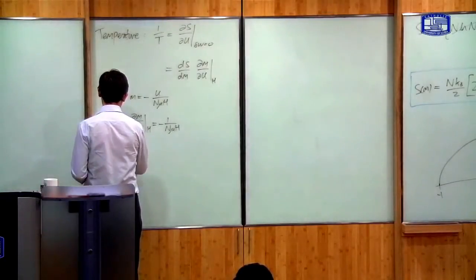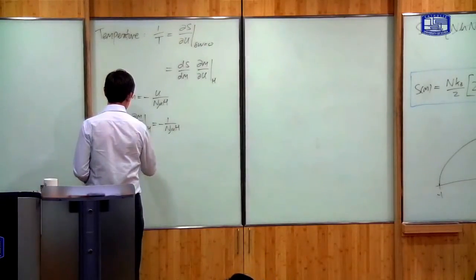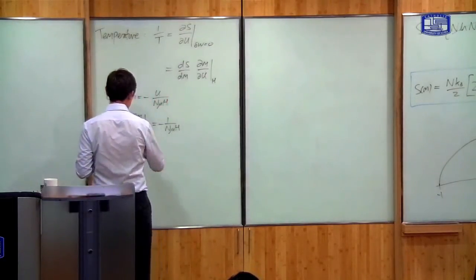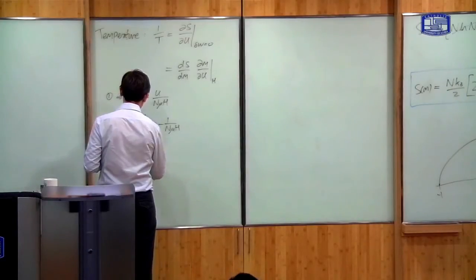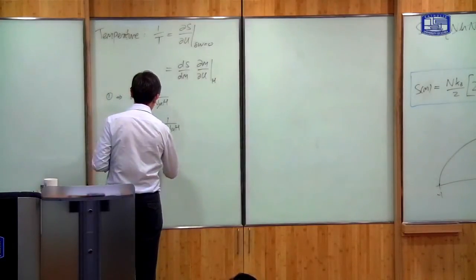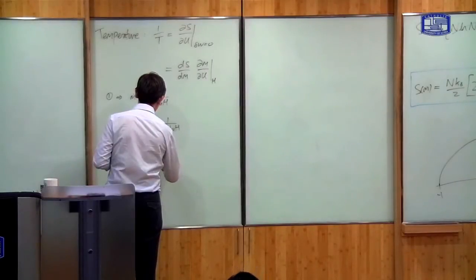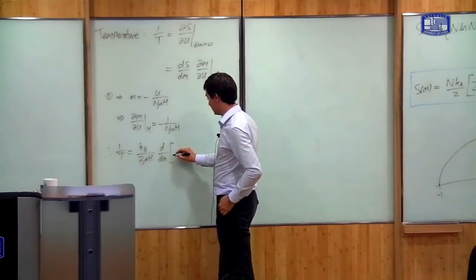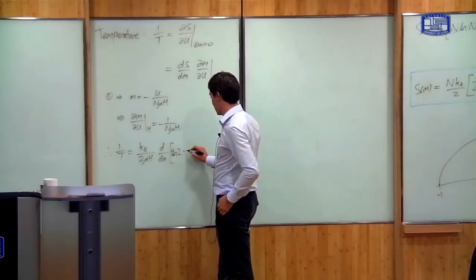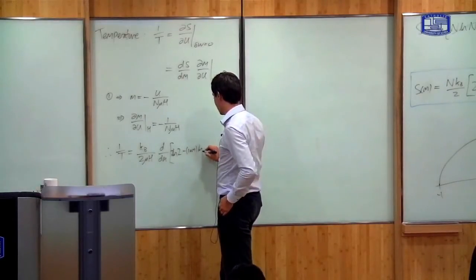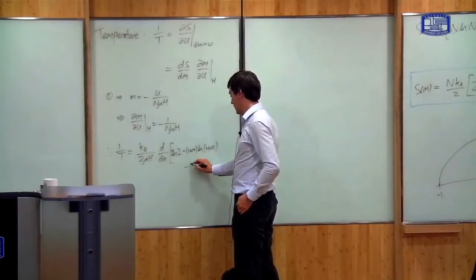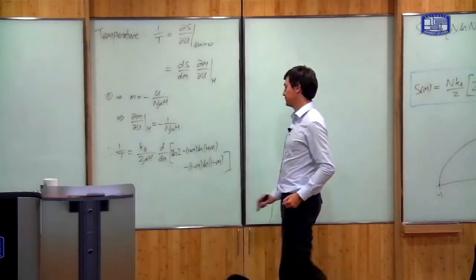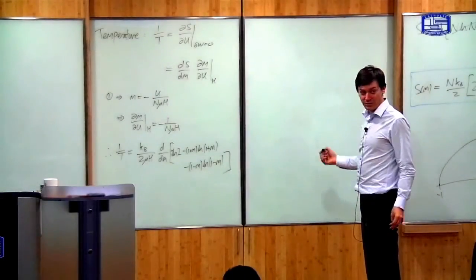So therefore, let me write it down. Therefore, 1 over T is equal to, you see from S of m there, the n's cancel, we've got k_B on the top, so this becomes k_B over 2 mu h times the derivative d by dm of that stuff there: log 2 minus 1 plus m log(1 plus m) minus (1 minus m) log(1 minus m). Okay, so this is what we have to calculate to find the temperature.